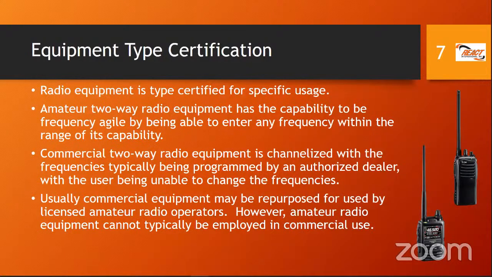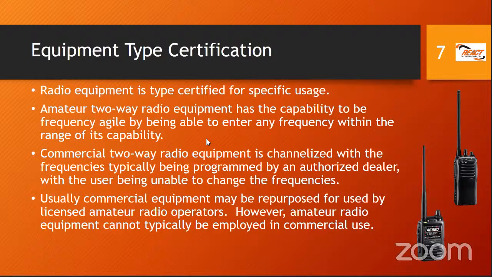So a little bit more about our radio equipment, and this is sometimes a hotly debated topic. What type of radio equipment can I use for what purpose? Radio equipment will be type certified for a particular purpose. On the right hand side we have examples of two handheld radios, walkie-talkies as we may call them. One of them is a commercial radio for use by persons who may have a commercial license, and the other is an amateur transceiver that would be used by someone who has an amateur radio license. Two different types of equipment and two different type certifications.